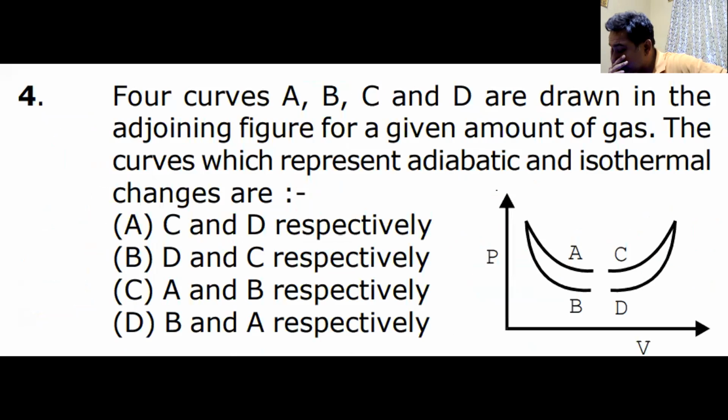Now this is level 2. This is supposed to be very difficult. Tell me whether you can do this. Four curves A, B, C and D are drawn in the adjoining figure for a given amount of gas. The curves which represent adiabatic and isothermal changes are which ones? First, which curves represent the adiabatic process? The second is, which curve represents the isothermal process? Which one is adiabatic? Which one is isothermal?